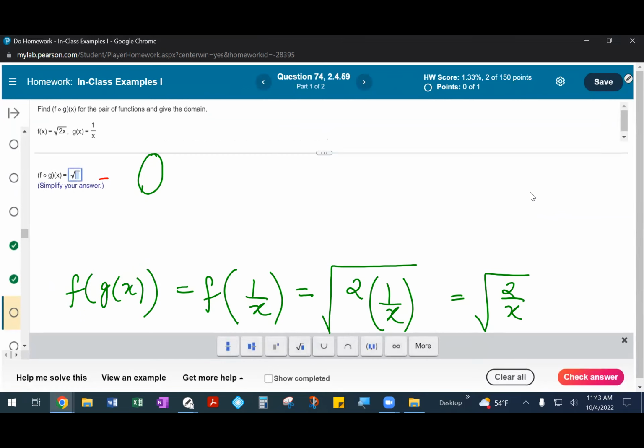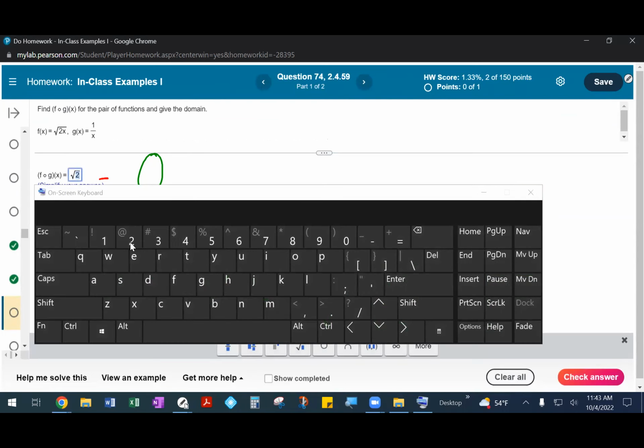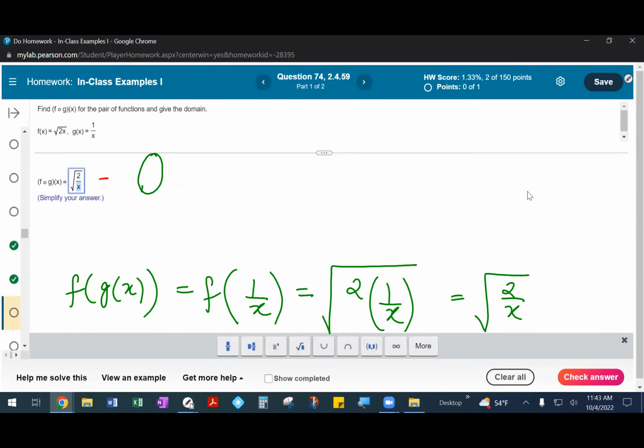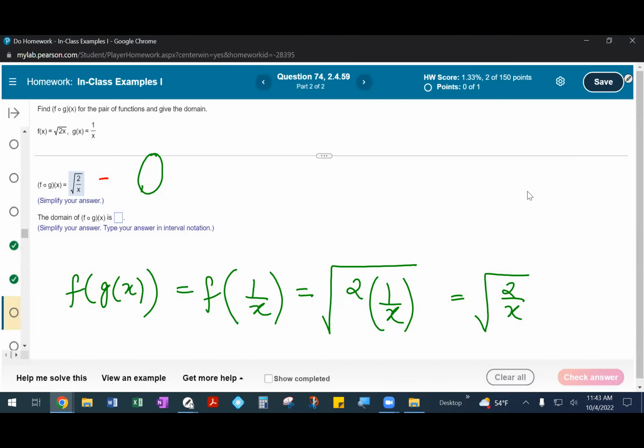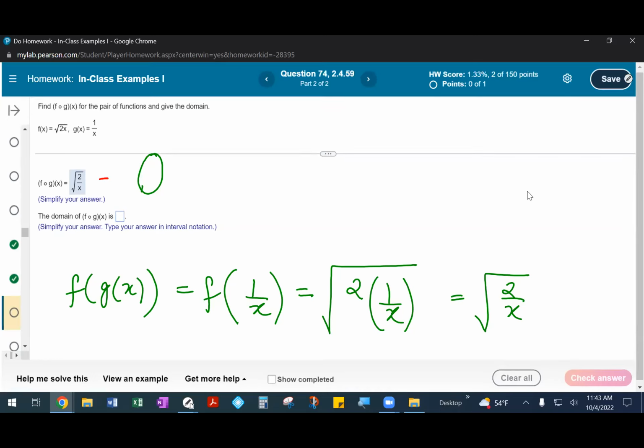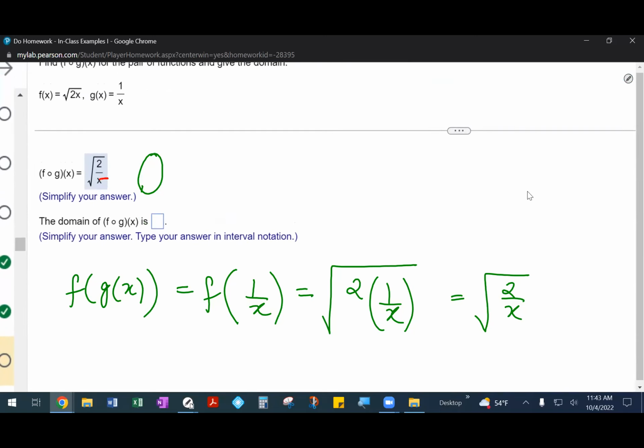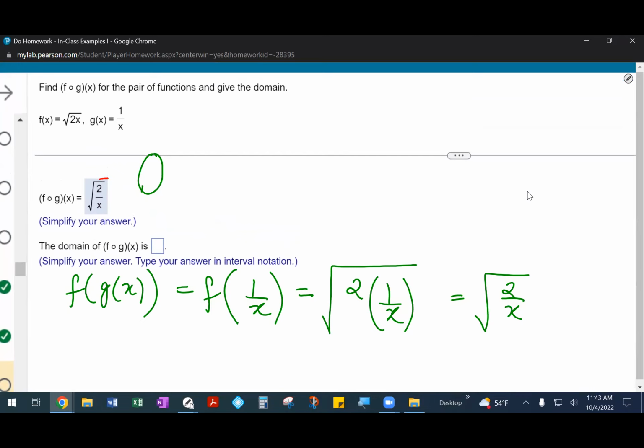Square root of 2 divided by x. Any ideas on what the domain for this guy would end up looking like? Be 0 to positive infinity. 0 to positive infinity, okay. And of course, we're talking about this new function here.